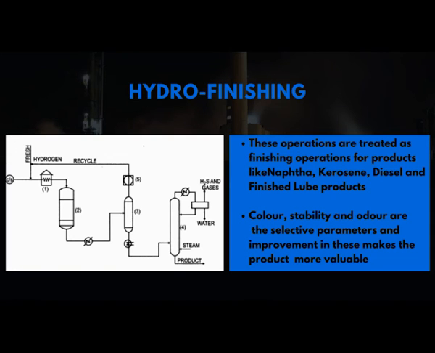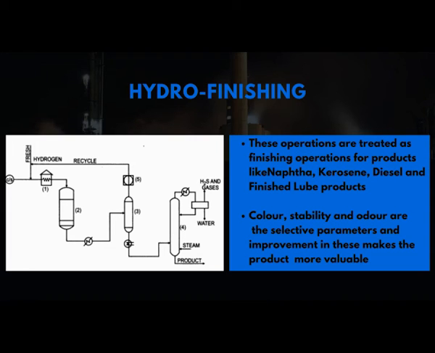Then yet another set of units in a refinery are the hydrofinishing units. These operations are treated as finishing operations for products like naphtha, kerosene, diesel and finished lube products. Not only the removal of sulfur, but in this unit other parameters like color, stability and odor are selected parameters, and improvements in these make the products more valuable.